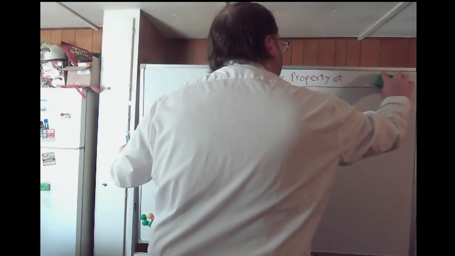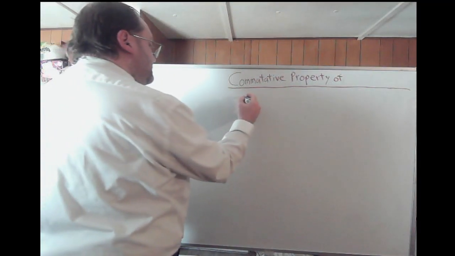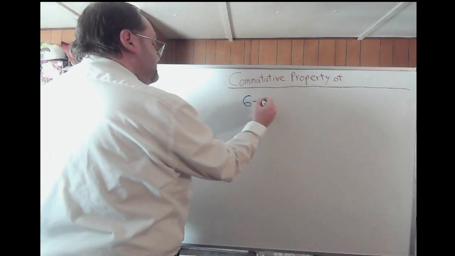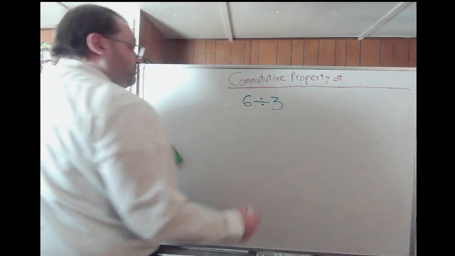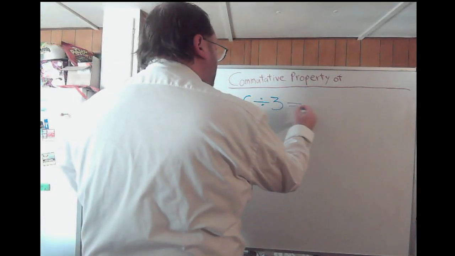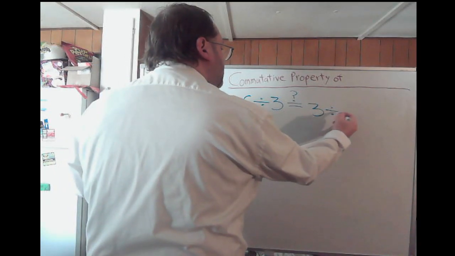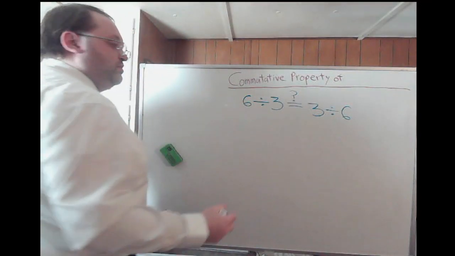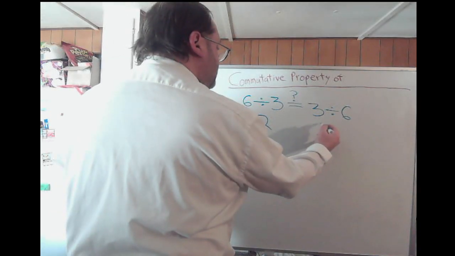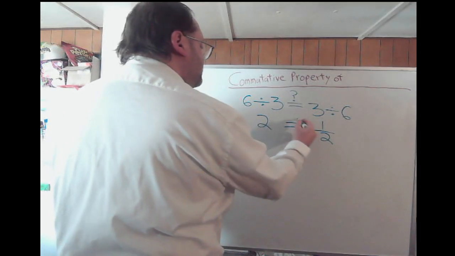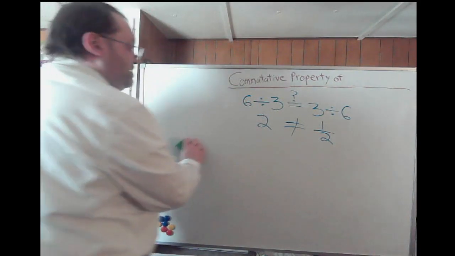Now, does the commutative property work with division? Let's find out here. So let's say you have 6 divided by 3, right? We're asking, is that equal to 3 divided by 6? Is 6 divided by 3 equal to 3 divided by 6? Well, 6 divided by 3, that's 2. 3 divided by 6, that's 1/2. 2 definitely does not equal 1/2. So the commutative property does not work with division.